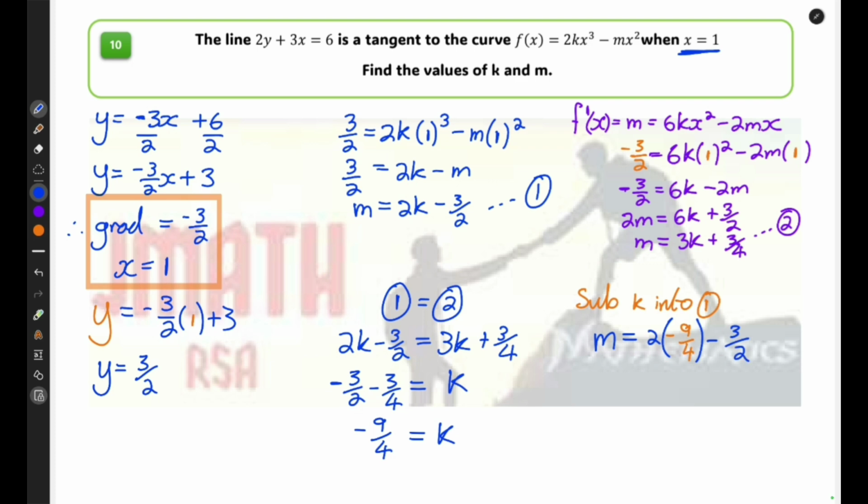So if I want the m value, I'm just going to sub the minus 9 over 4 into equation 1, and it's going to look like this, and therefore m would then just be equal to minus 9 over 2 minus 3 over 2. That gives me minus 12 over 2, so m is equal to minus 6. Okay, that was also a fairly difficult question, but it's something that has been asked in exams before, so please make sure all the steps make sense.